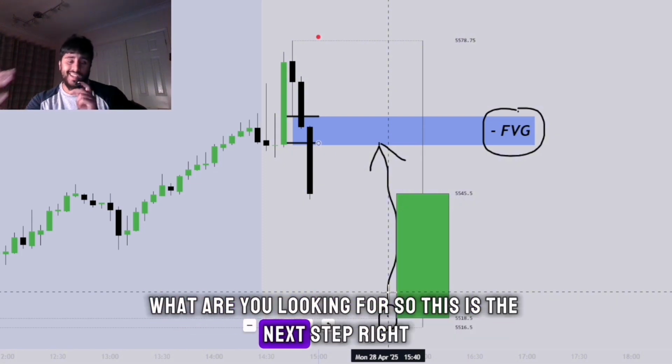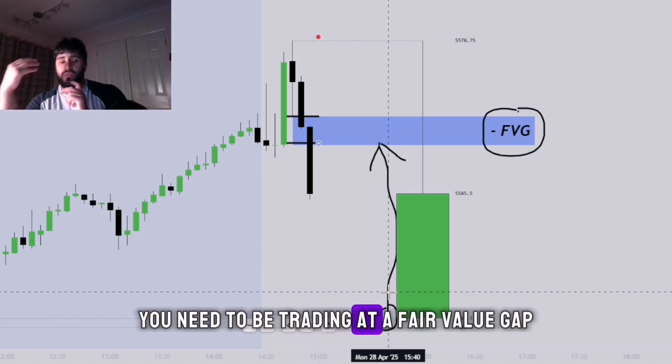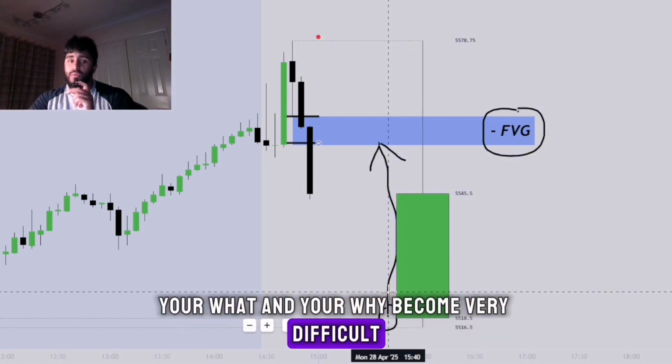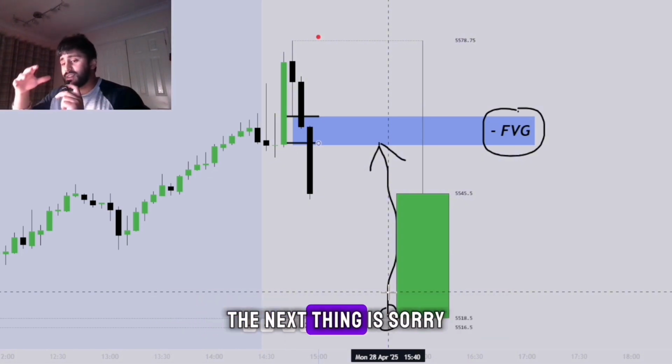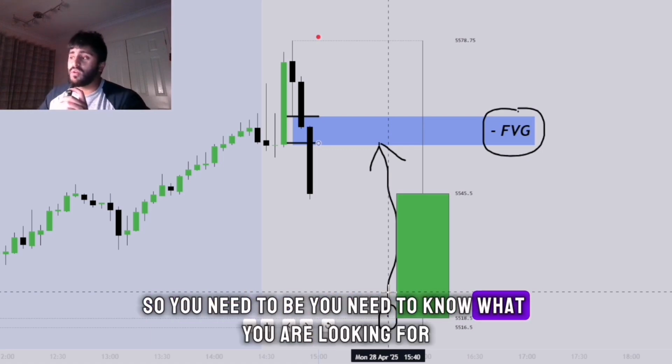Then what are you looking for? So this is the next step, right? Where you're trading, you need to be trading above the daily opening price. You need to be trading at a fair value gap. So if you don't have your where, your what and your why become very difficult. But once you have your where, the next thing is the what. So you need to know what you are looking for.